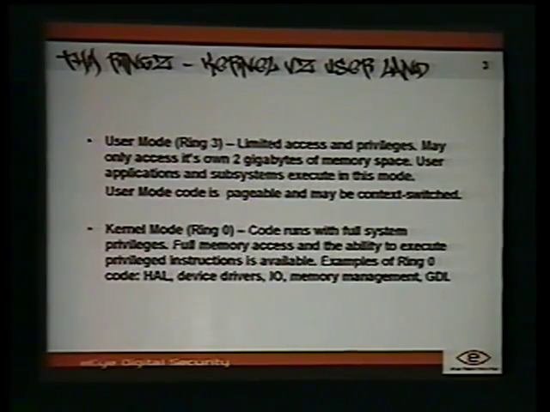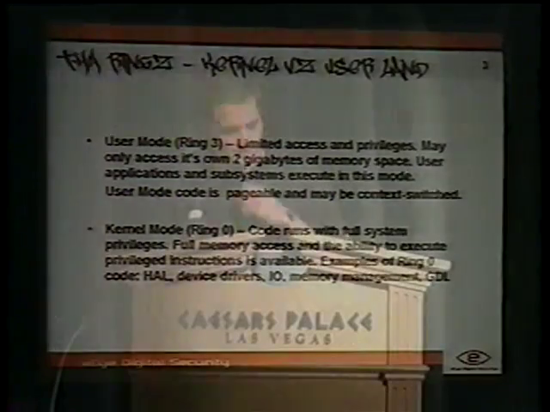Kernel mode, ring 0: full system privileges, you can run anything you want, with access to privileged instructions. Examples of what runs in there are your HAL, device drivers, I/O, and memory management. This all runs in ring 0.